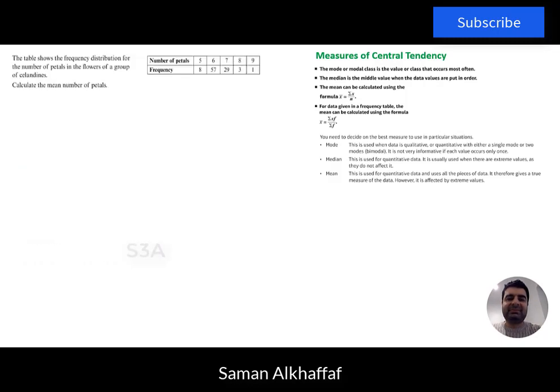In this example, the table shows the frequency distribution for the number of petals in the flowers of a group of celandines. Calculate the mean number of petals. So we have the table here. So we start with, in this scenario, we take the values and multiply them by their frequency.